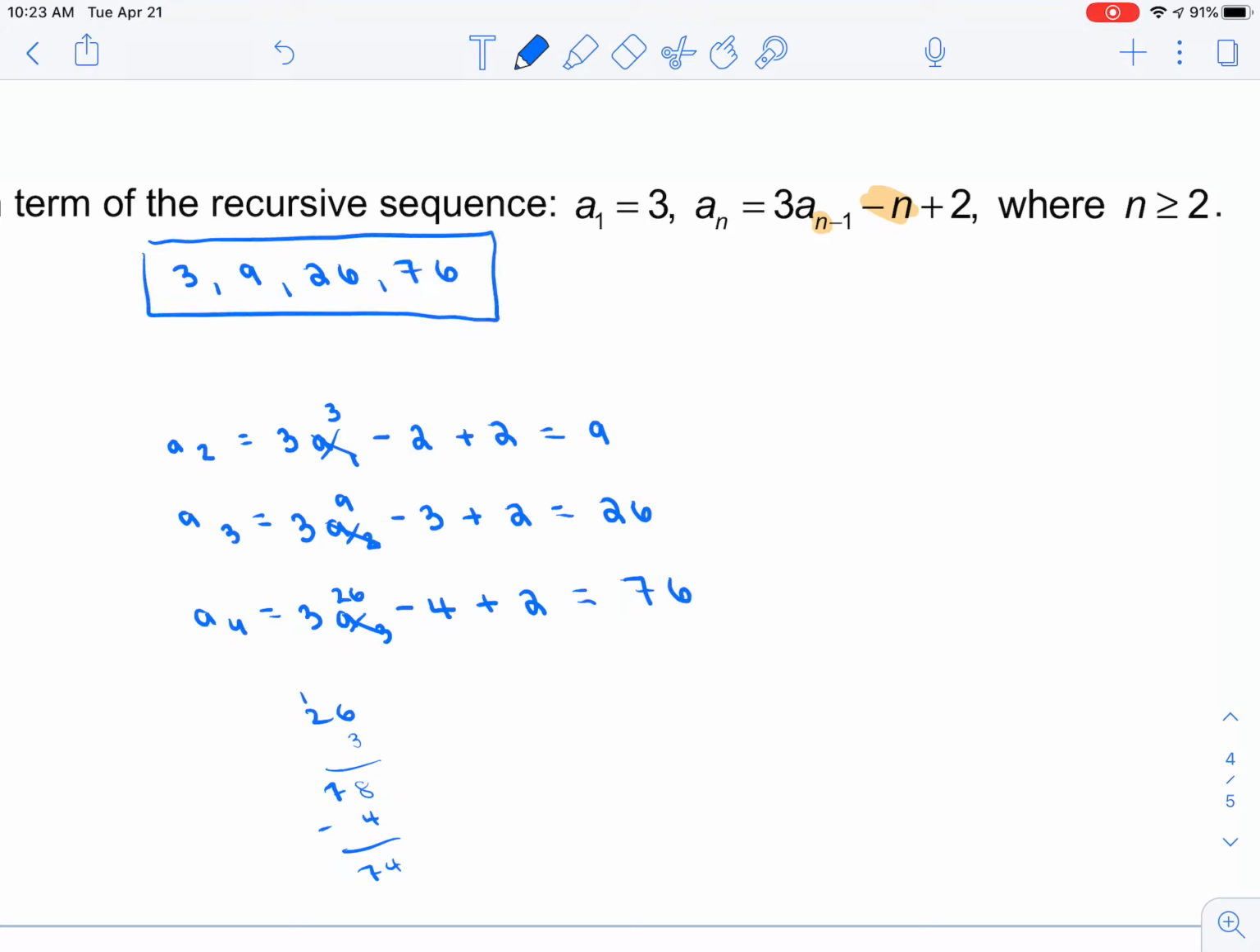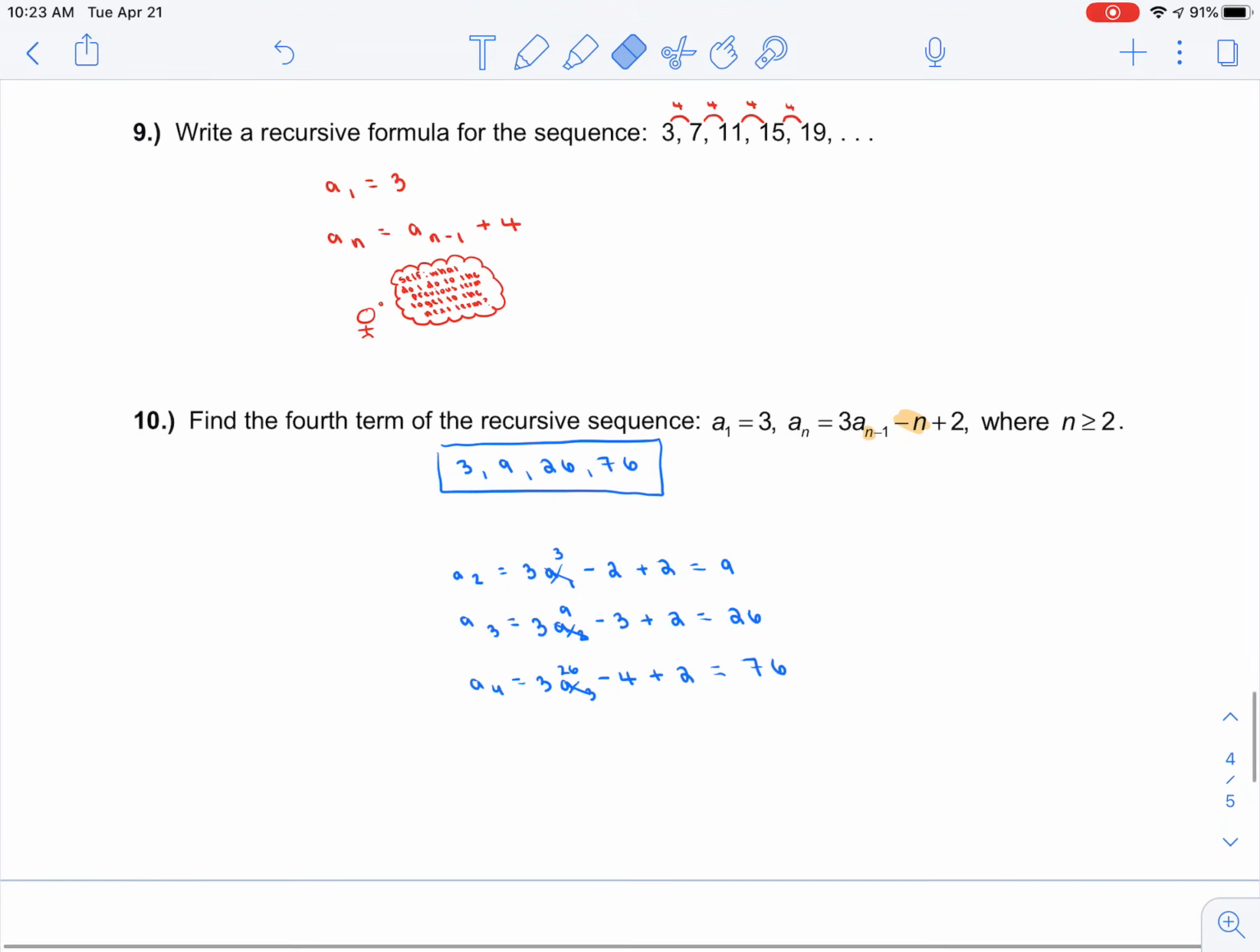So I know that that was a lot, but hopefully it wasn't overly challenging for you. I feel like it's pretty straightforward. It's just a lot about finding patterns and understanding this new notation.